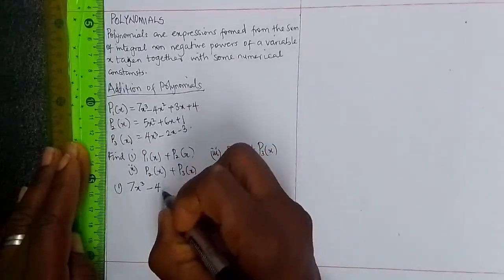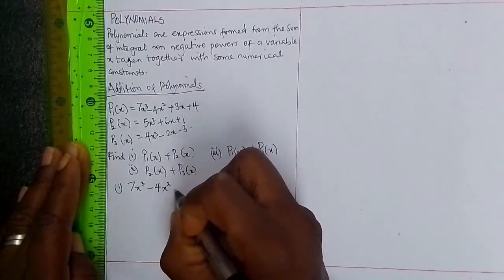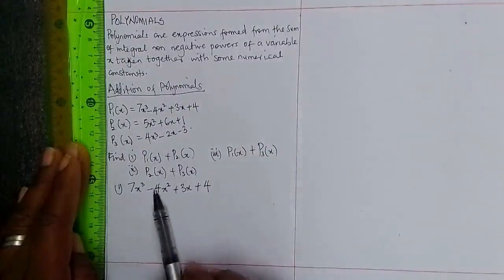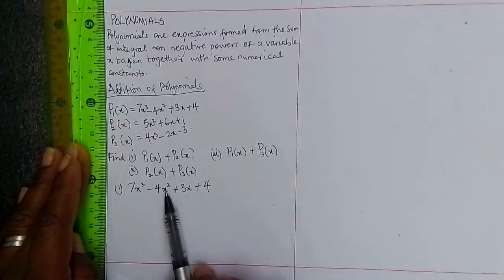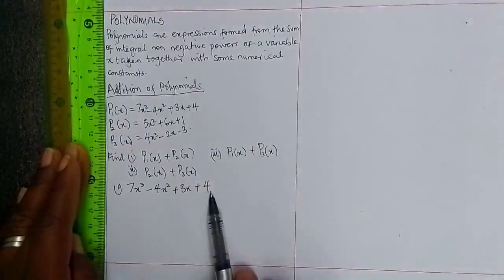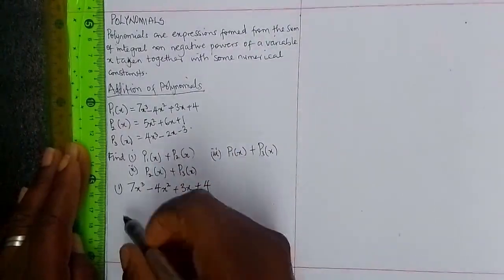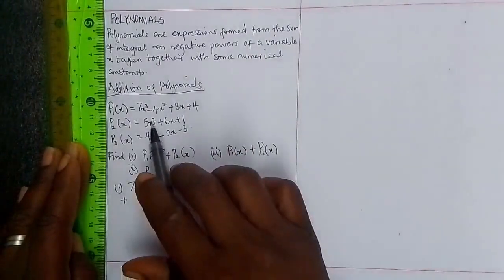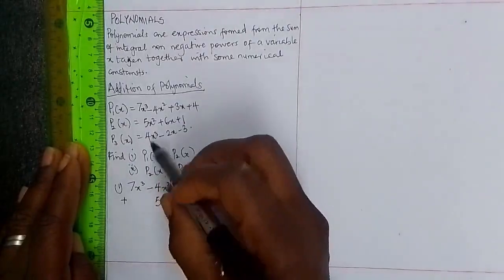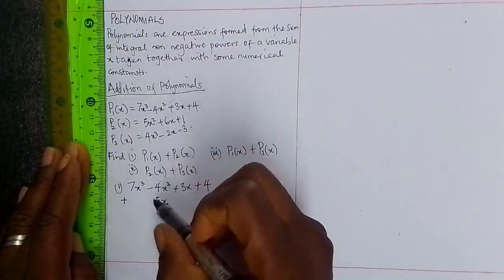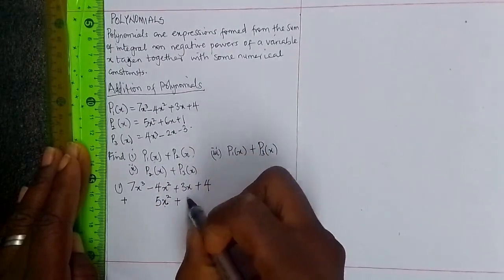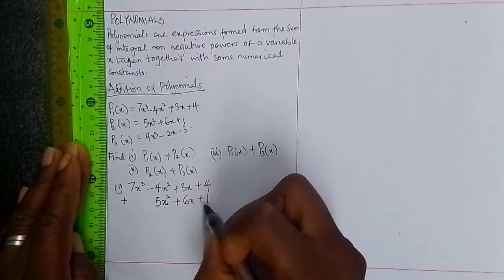p1 is 7x raised to the power of 3 minus 4x raised to the power of 2 plus 3x plus 4. You can see the way they arrange it in descending order. The power of 3, the power of 2, power of 1, then the constants, just like we said, with some numerical constants, okay? Then we have to add it with p2. p2 started with 5x squared, not 5 raised to the power of 2, 5x squared. You see where I put them under x squared, plus 6x plus 1.